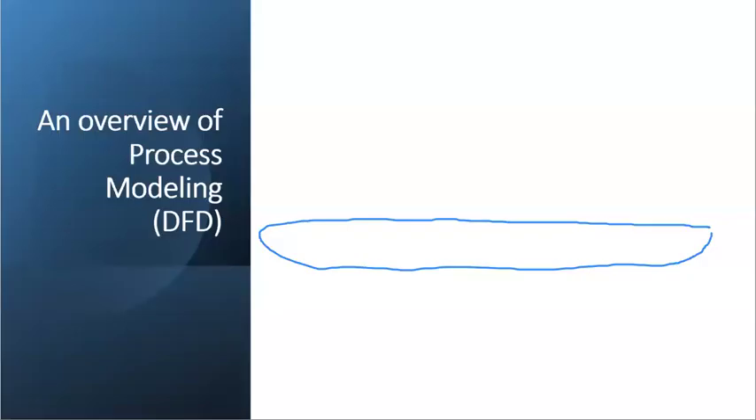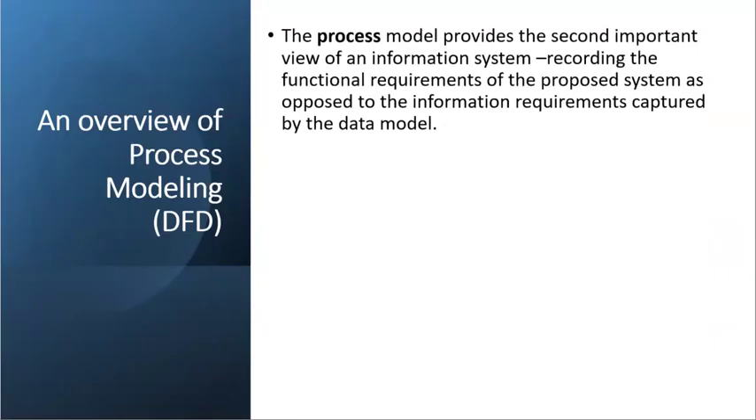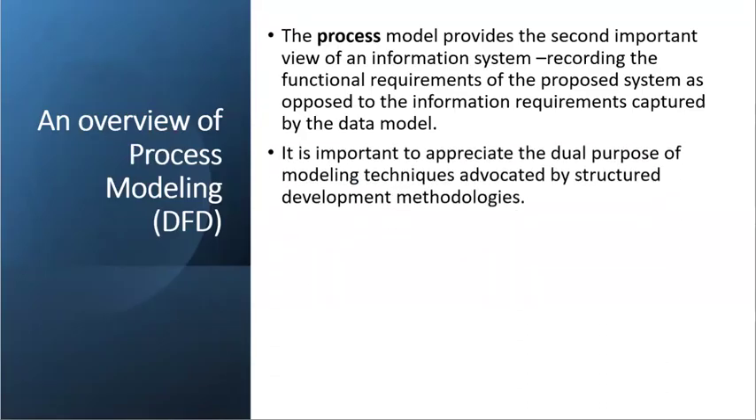All right, now the process model, ladies and gentlemen, gives us the second important view of an information system, right? I think at this stage, we fully understand the data model and how it captures the requirements, meaning what the system is supposed to keep and so on. But we're just trying to emphasize by saying in the slide that it is not enough to know the information. You must also know what task it is going to perform. So the process model, ladies and gentlemen, captures the functional requirements of the system.